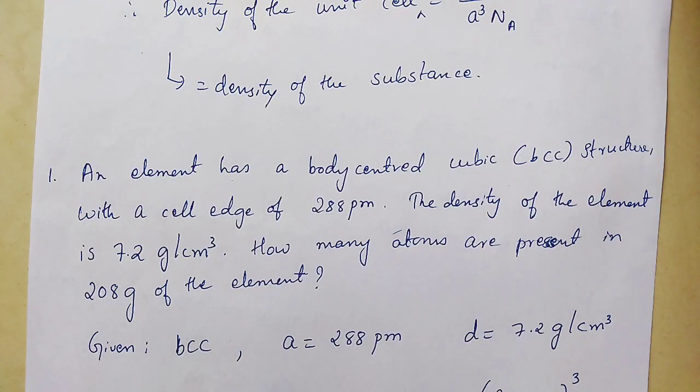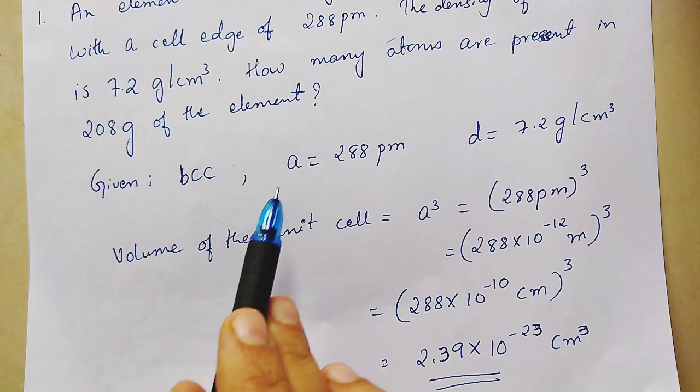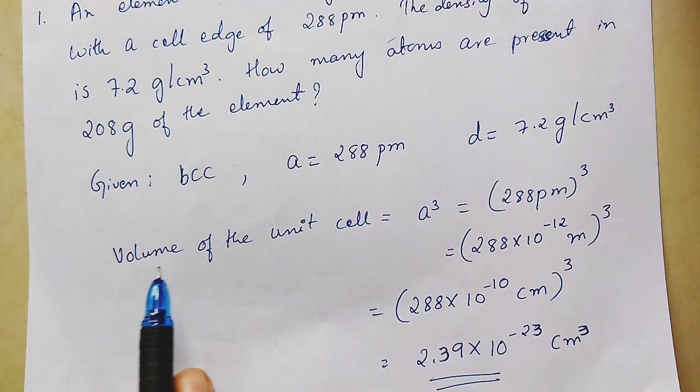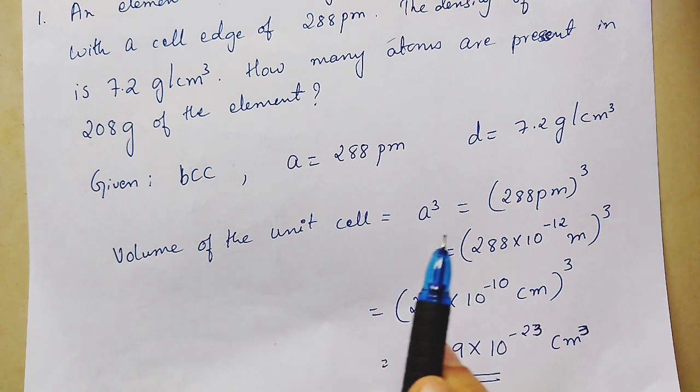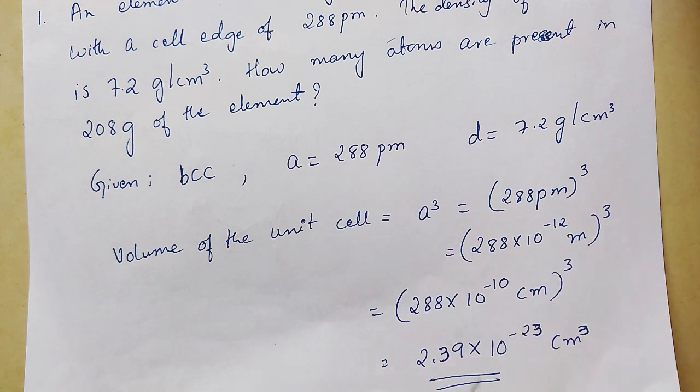Now we will see what all information is given in the question. So the element is having BCC structure. Edge length is found to be 288 picometer and the density of the element is 7.2 gram per cm cube. Since edge length is given, we can calculate the volume of the unit cell, that is a cube, that is 288 picometer whole cube.